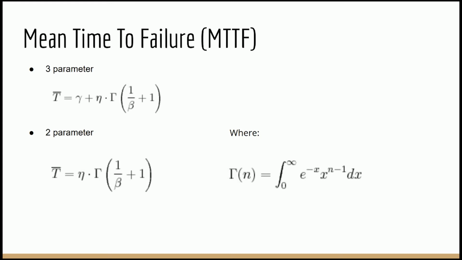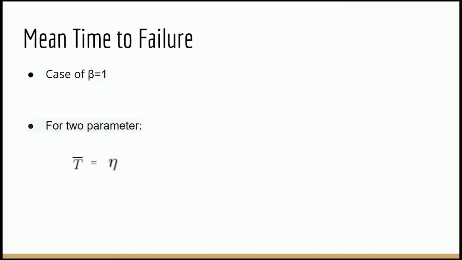The uppercase gamma function in both the 3-parameter and 2-parameter means can be defined by the integral with bounds of 0 to infinity of e to the power of negative x times x to the power of n minus 1 dx. Sometimes eta is mistakenly taken to equal the mean time to failure T-bar. However, this is only true for the case of beta equal to 1 when dealing with 2 parameters.